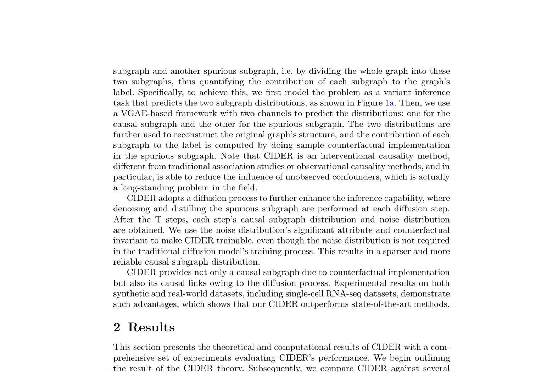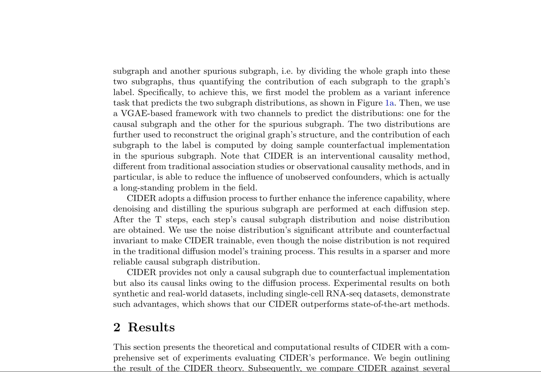CIDER, a novel method for inferring interventional causality in graphs, is presented. This approach utilizes a variational inference task to predict the distributions of two subgraphs, the causal and spurious subgraph, within a graph. By employing a VGAE-based framework with two channels, CIDER can differentiate between these subgraphs and quantify their contributions to the graph's label. The method also adopts a diffusion process to enhance its inference capability, resulting in a sparser and more reliable causal subgraph distribution. The theoretical results of CIDER demonstrate its ability to infer the causal subgraph against an output label or phenotype of a sample based on interventional causality.